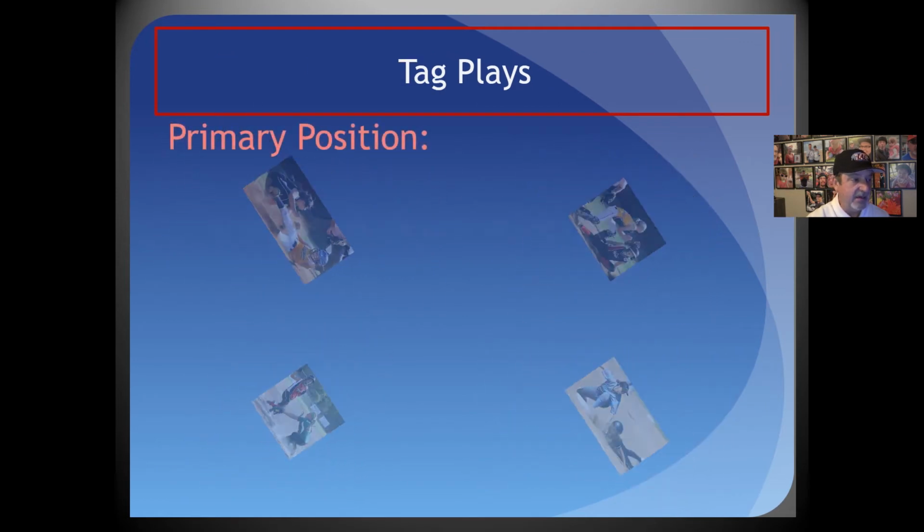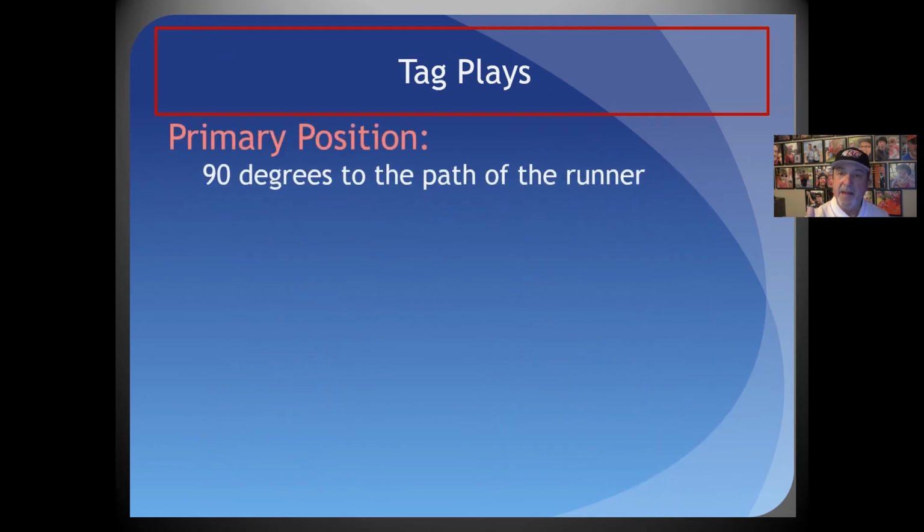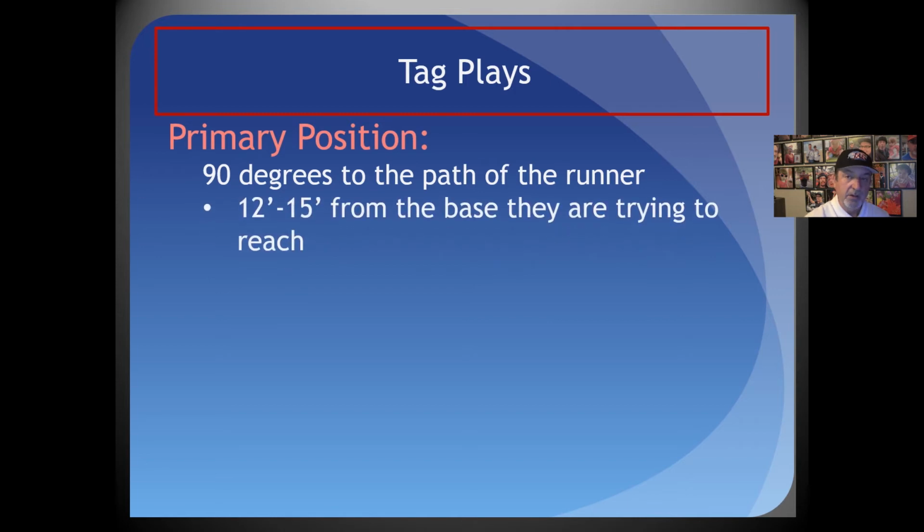On a tag play, primary position is 90 degrees to the path of the runner. We talked about that earlier. You're going to be 12 to 15 feet from the base that they're trying to reach. Now, we've talked a lot about 18 to 21 feet. Here we're talking about 12 to 15 feet from the base that they're trying to reach. You want to be a little bit closer, square up, close in on the play, make that call. But on a tag play, you've got to get a little bit closer, and it's 12 to 15 feet.